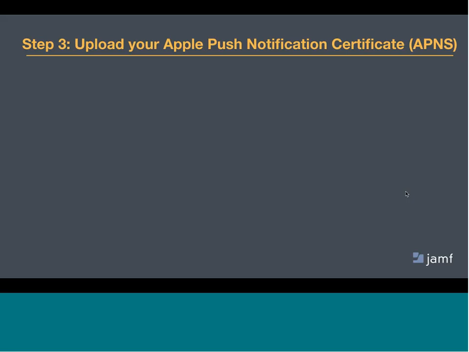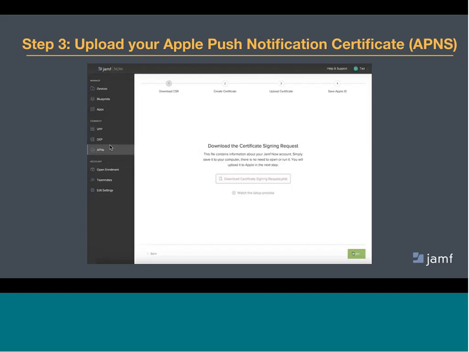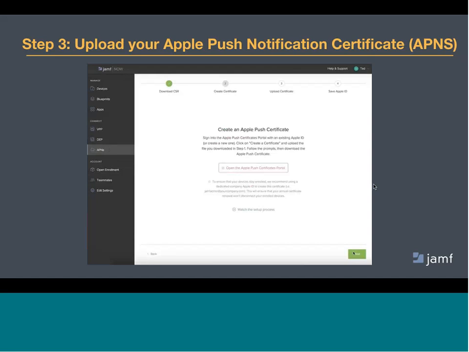And so this step is critical. You have to upload your APNs certificate prior to adding a device to Jamf Now. You won't be able to if you don't have one uploaded, so let's take a look at how we can do that. You'll head into the APNs section of Jamf Now right on the left-hand side here. The first step is to download the certificate signing request. Again, this is a file that does not need to be opened. Just remember where you saved it and click Next.